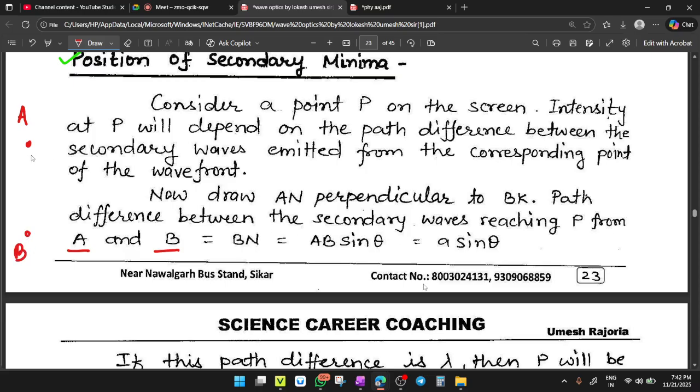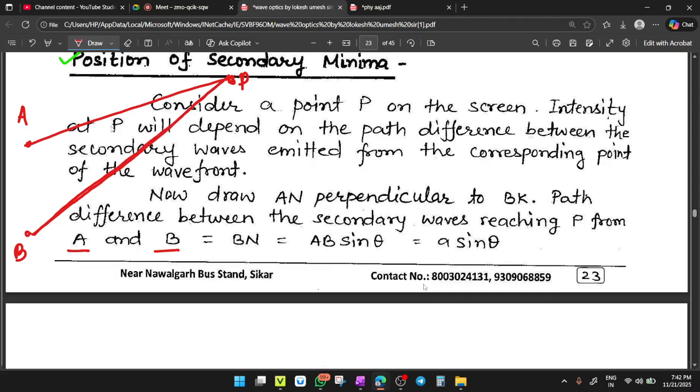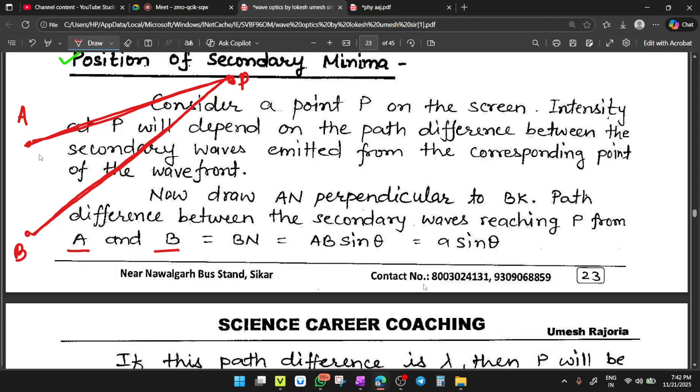So the difference of path between the two waves reaching point P: waves are traveling from A and reaching point P, and waves are traveling from point B and reaching point P. So you can see there is some path difference. BP has the bigger path and AP has the smaller path. And you find this path difference by just drawing a perpendicular here.